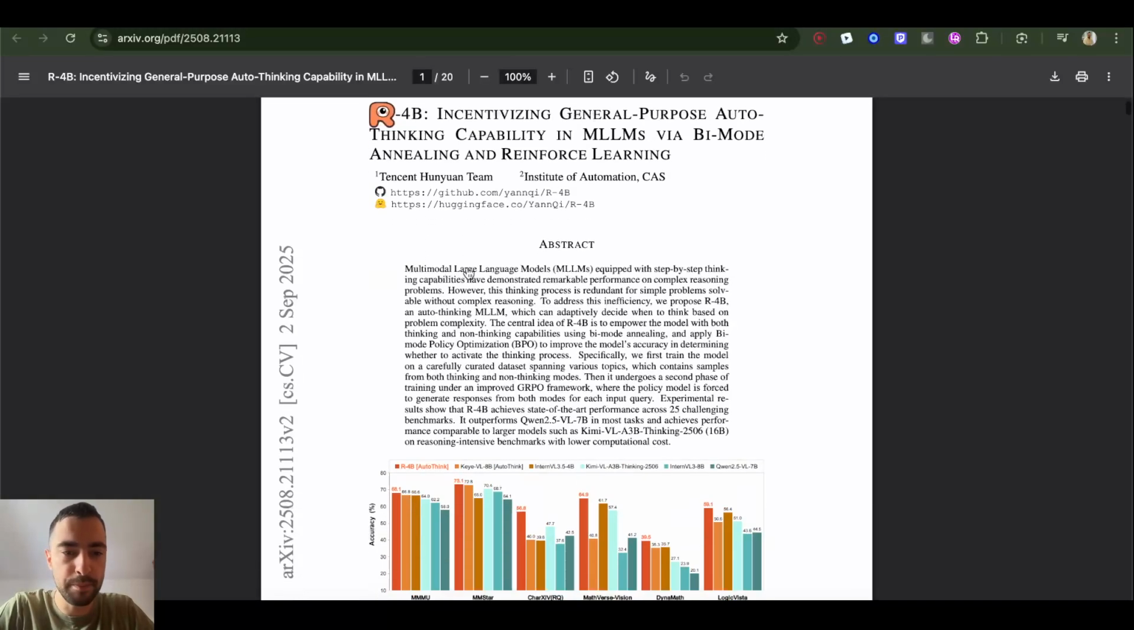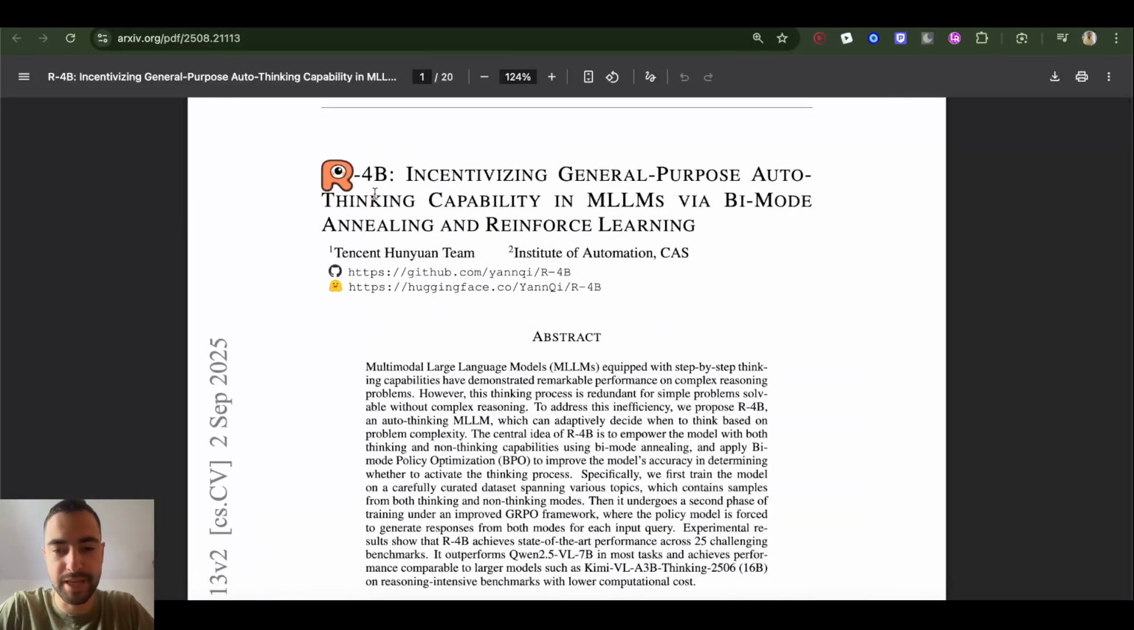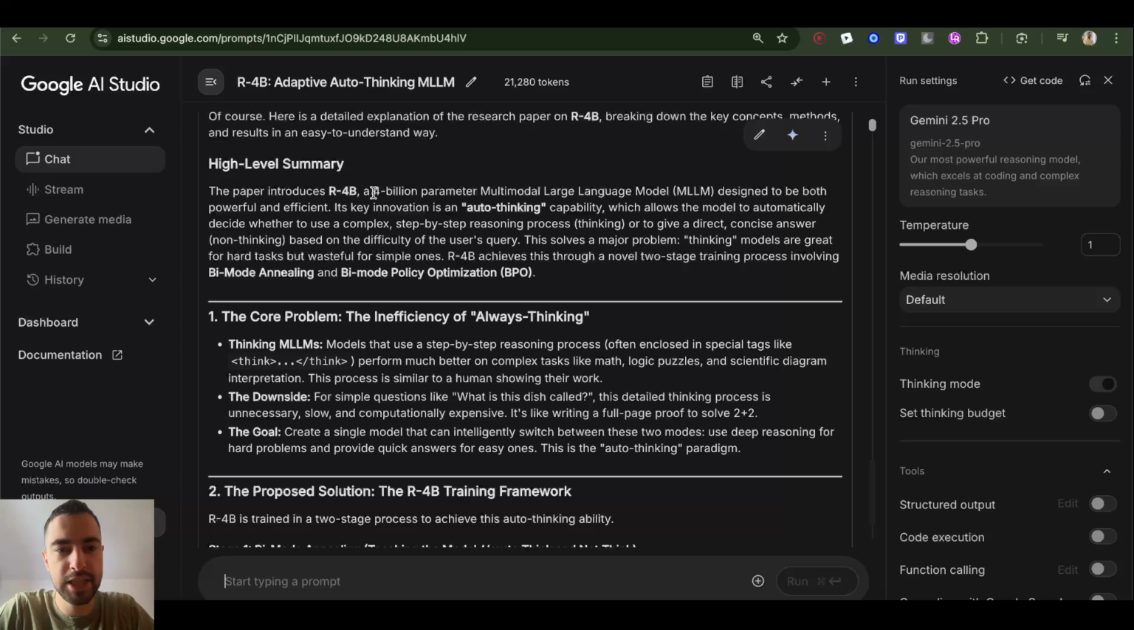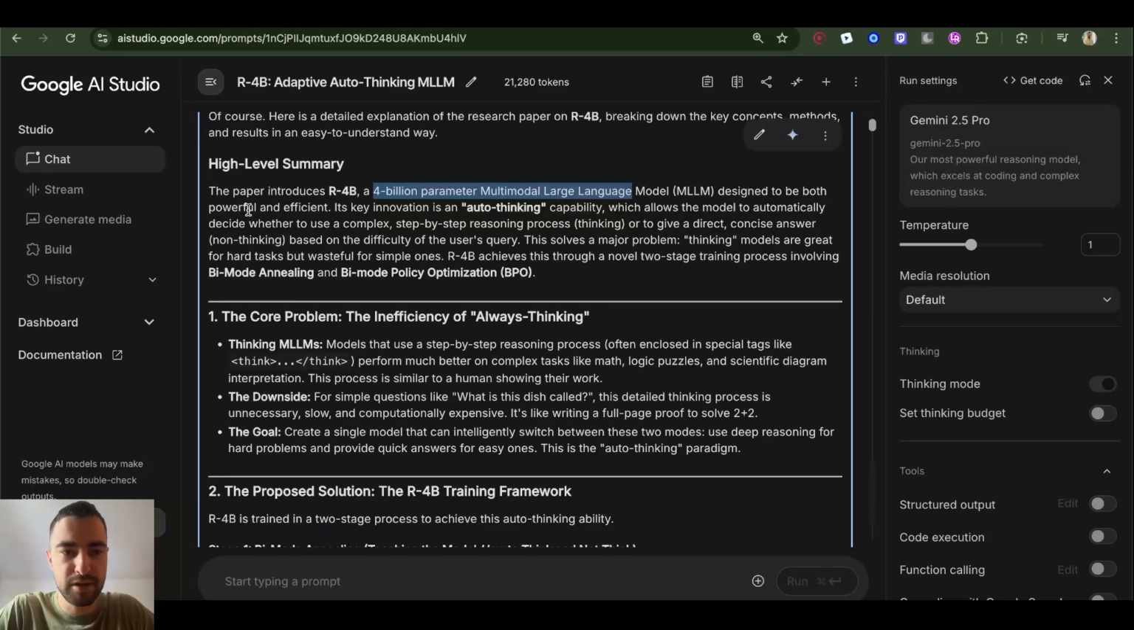We have a new model, the multimodal R4B. R4B is a 4 billion parameter multimodal large language model designed to be both powerful and efficient. Its key innovation is an auto-thinking capability, which allows the model to automatically decide whether to use a complex step-by-step reasoning process, thinking, or give a direct, concise answer, non-thinking, based on the difficulty of the user's query.